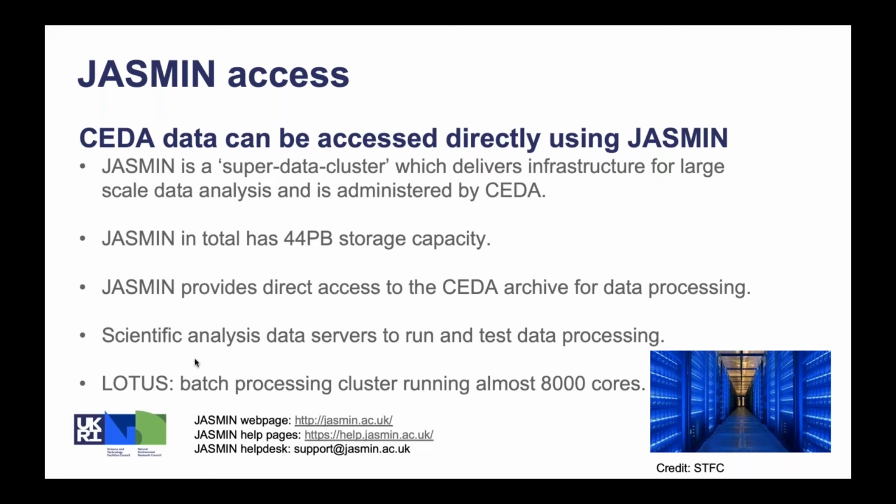JASMIN provides direct access to the CEDAR archive for data processing. We provide scientific analysis servers to test and run your data processing on. And then if you want to scale out, you can use our LOTUS batch processing cluster, which is running almost 8,000 cores. So you can really scale up your processing using that.